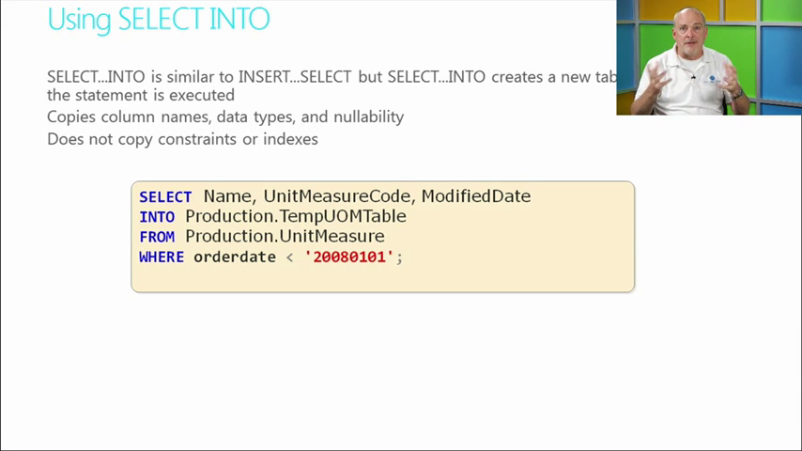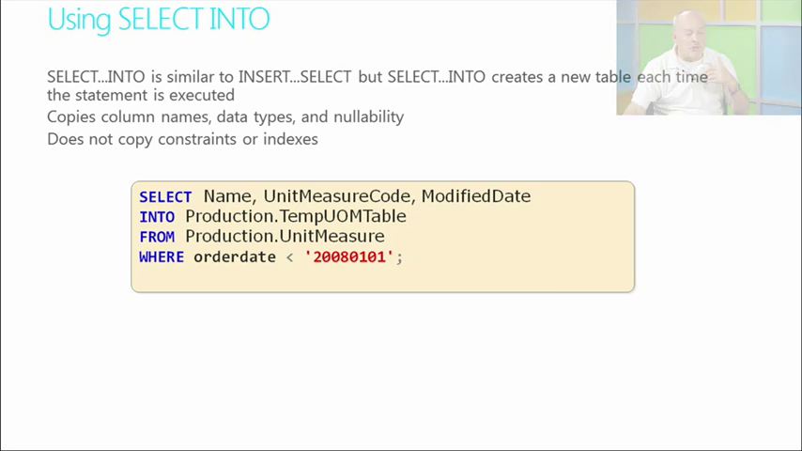We can also perform a select into. Again, we're going to do a select name, unit measure code, and modified date into. So now we're taking content into a temporary table. So back on slide 2 before, I wanted to use a temporary table. I could have created the temporary table from content that's inside the unit measure table. I could do a select name and unit measure code and modified date, which are columns within the unit measure table right here. And I'm going to select them and insert them into a new table called temp UOM table.